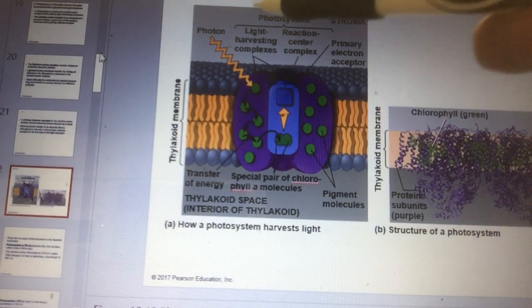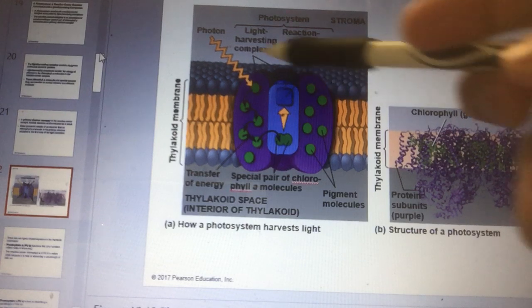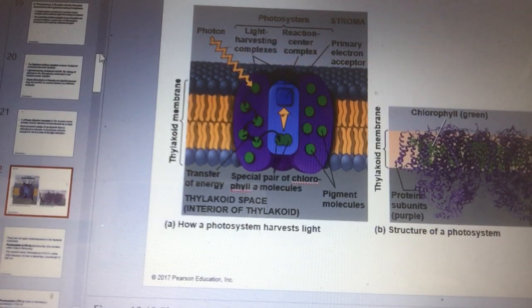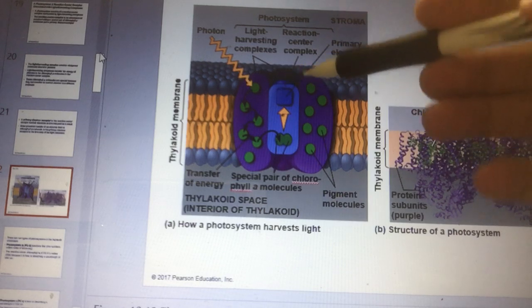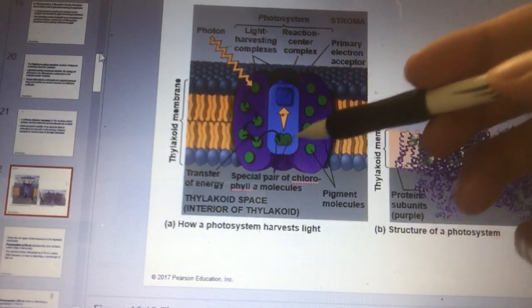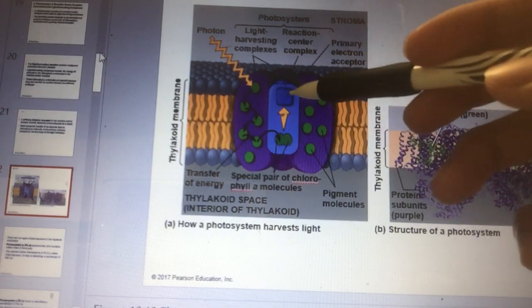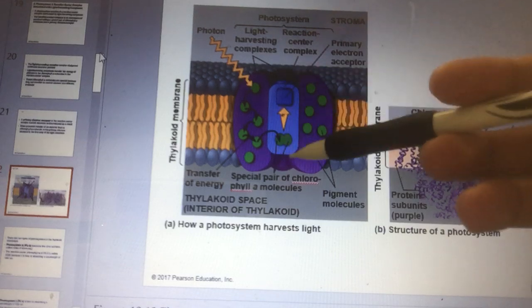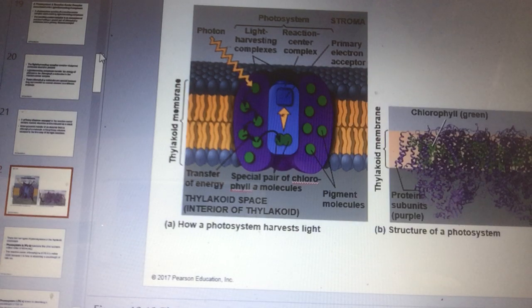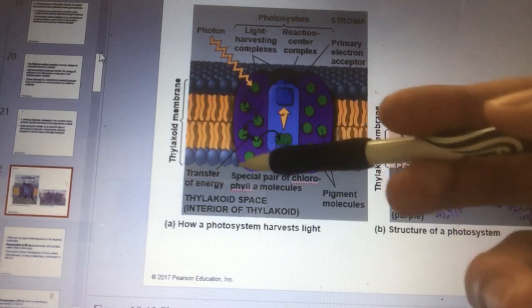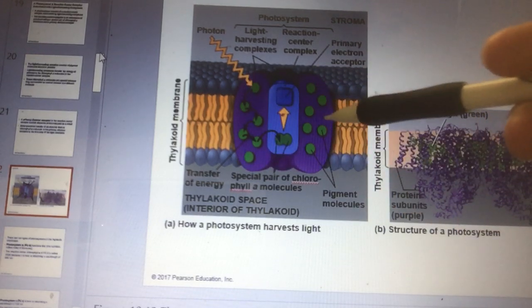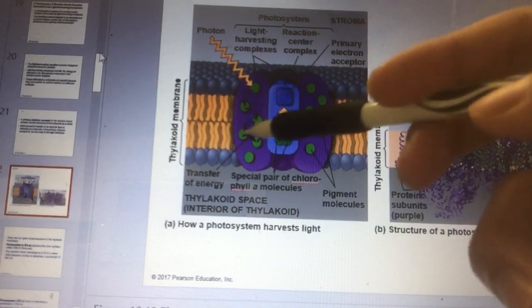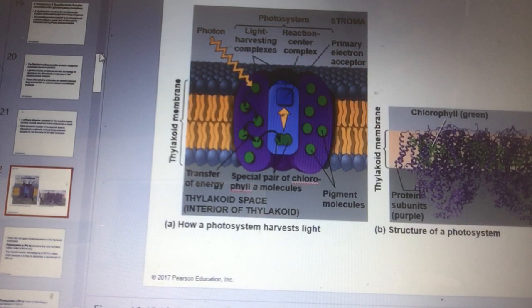As you can see, there are light harvesting complexes surrounding it, and they consist of various pigment molecules bound to proteins. In the center, there's the reaction center complex, which is this whole thing, and it contains the primary electron acceptor and a special pair of chlorophyll A molecules. Throughout the photosystem, there are pigment molecules which will later help with the transfer of energy.